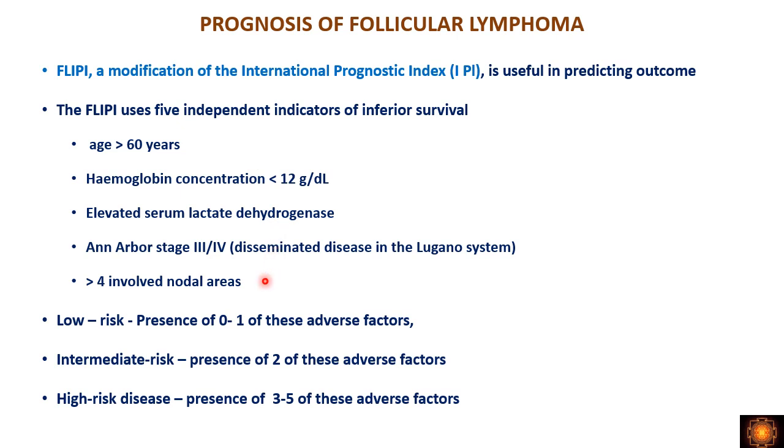If we have the presence of only 0 to 1 of these adverse factors, then they are low risk. And if we have presence of 2 of these adverse factors, then it is intermediate risk. If we have 3 to 5 of these adverse factors, then it is a high risk disease. So this risk assessment is given by the Follicular Lymphoma International Prognostic Index.